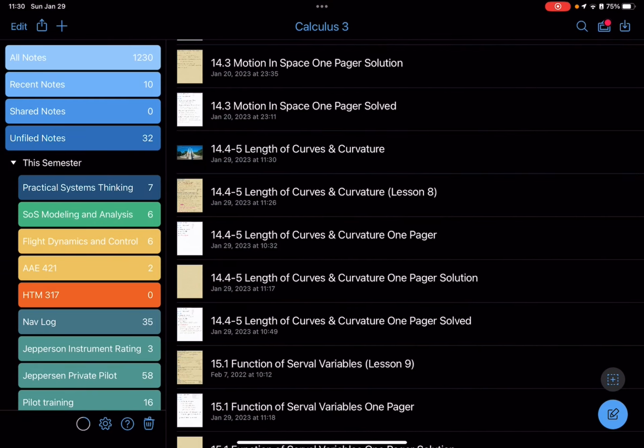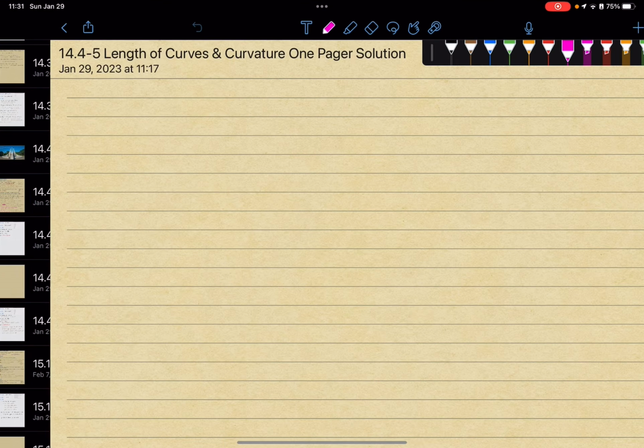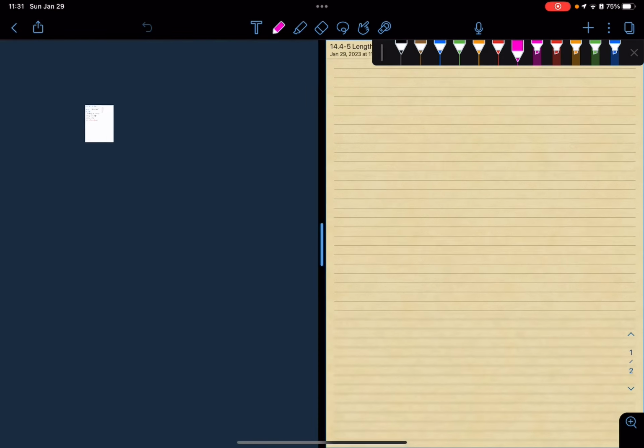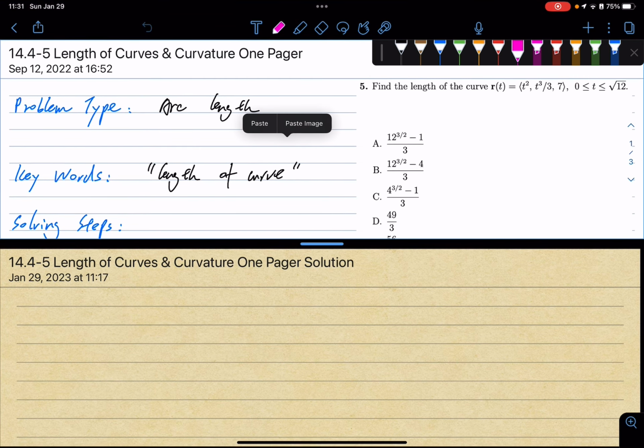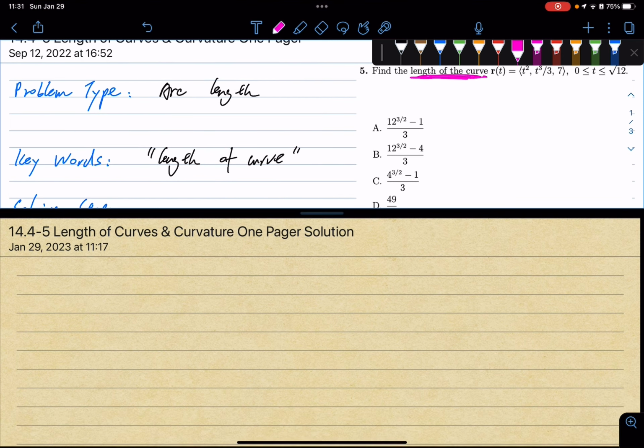Let me go ahead and open the one pager and open my solution. Let me just stack them like this. So, the length of curve. This is the arc length problem, and then you have the length of curve. We're just going to highlight that and then proceed with our first step.